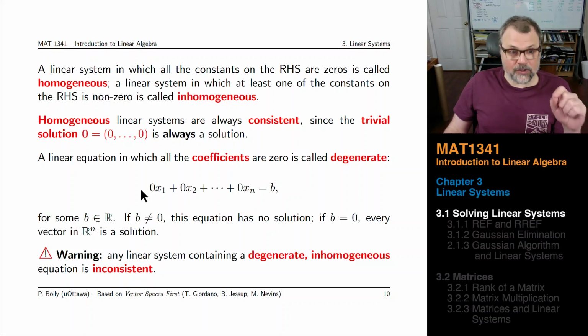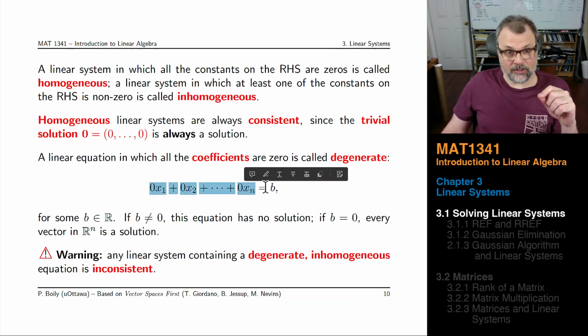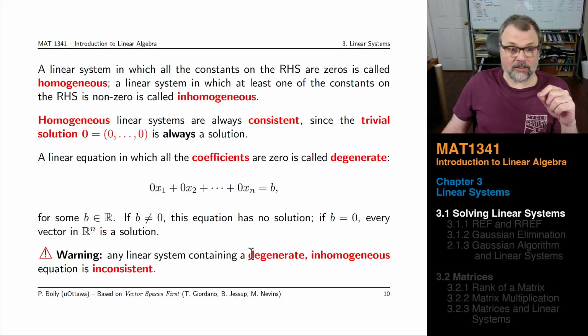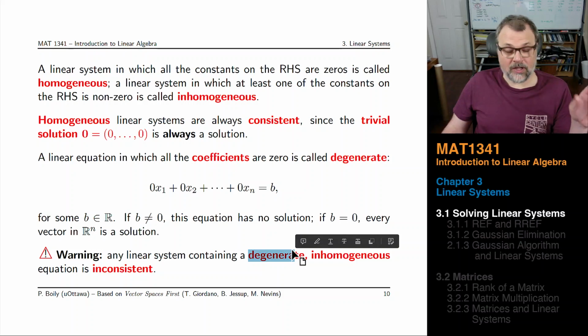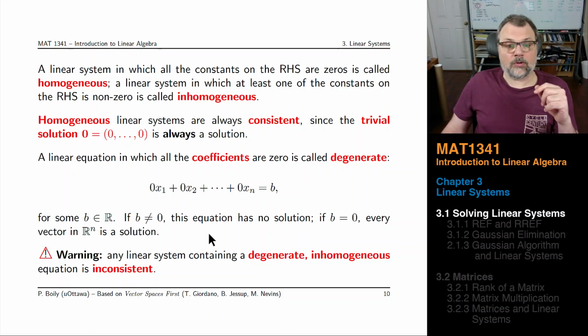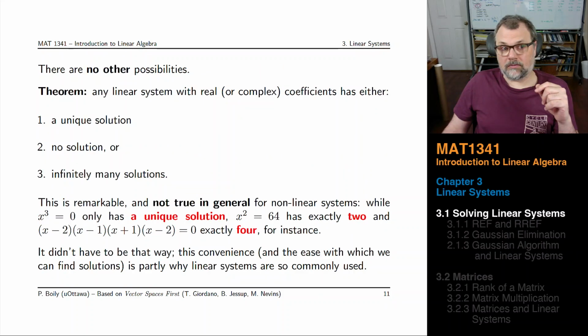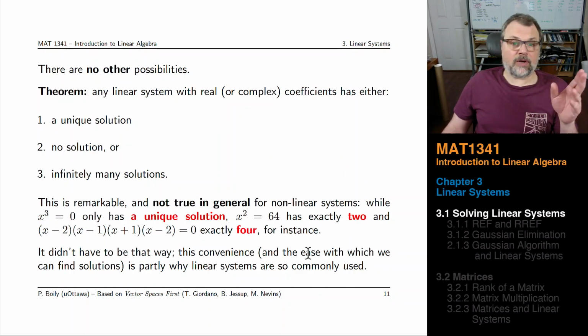If you have a linear system which contains a degenerate inhomogeneous equation, meaning to say that on the left you have a bunch of zeros and on the right you have something which is not 0, that's what inhomogeneous says, and degenerate means that everything is 0 on the left, then your system as a whole is inconsistent. And these are the only possibilities, really.